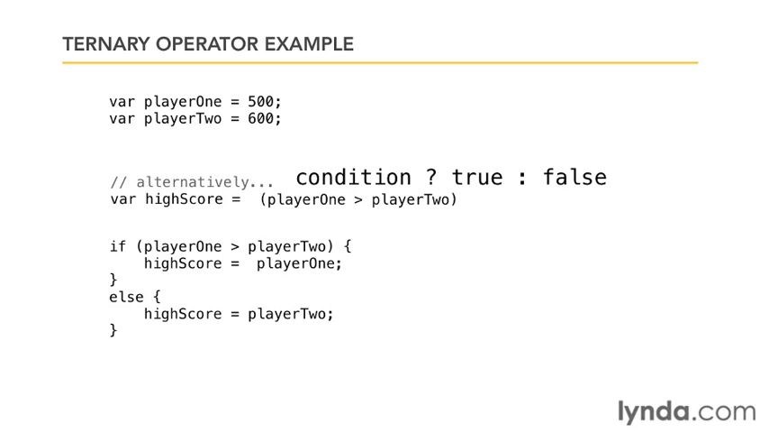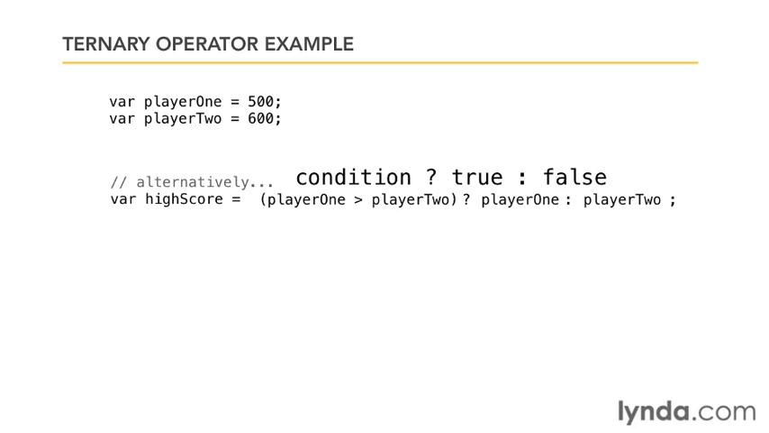Like all conditions, this has to be either true or false. I put the question mark. Then I say if it's true, I want to return the value of player1, colon, if it's false, I'm returning the value of player2, semicolon to end the statement. This would allow me to get rid of that if statement and have the whole thing just on one line.